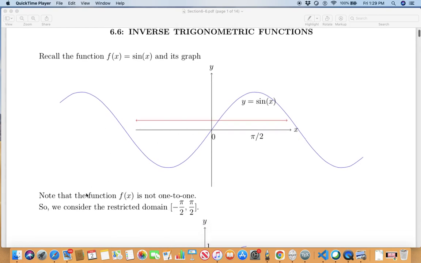Note that this function is not one-to-one, because if you look at the horizontal line here in red, it meets your curve at several points. In fact, it will continue to meet your curve at infinitely many points on the right and on the left. In other words, it is not a one-to-one function.